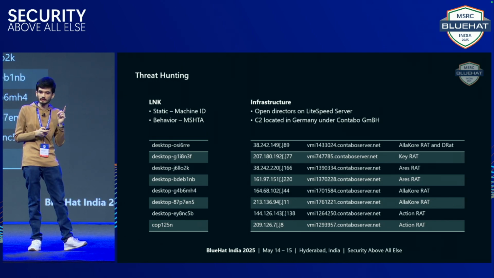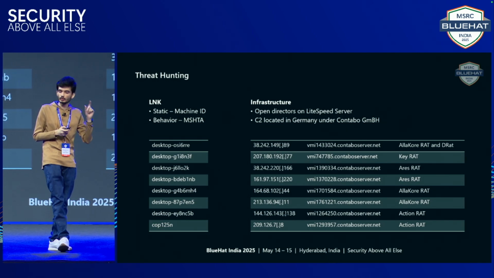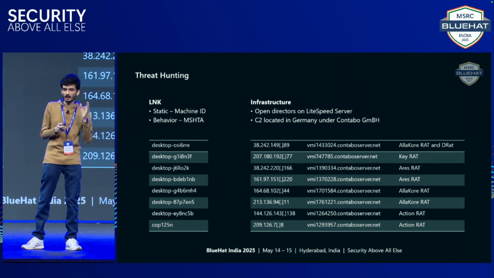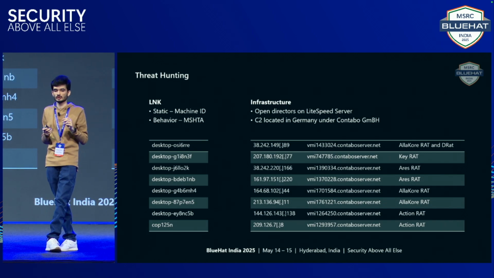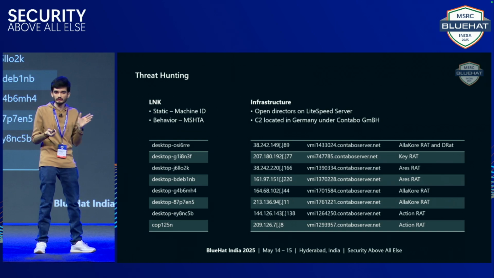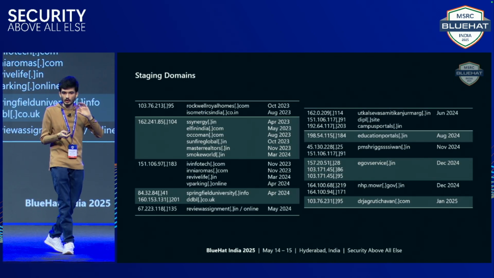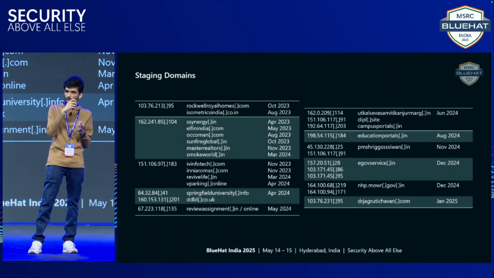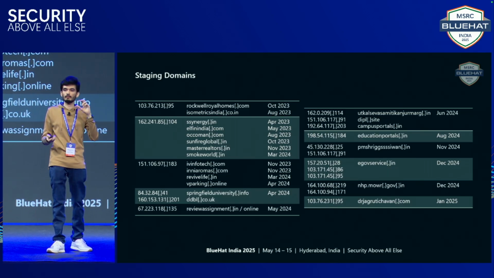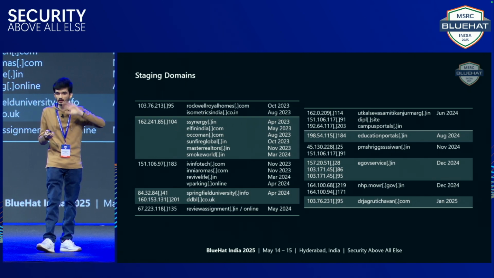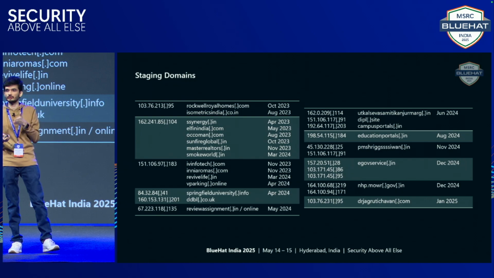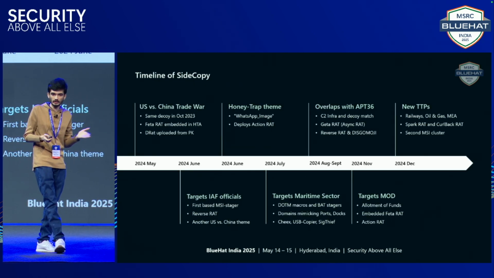Based on specifically hunting the open directories, we have seen that it was hosted on Lightspeed servers, and all the C2s were located in Germany, specifically with Contabo GmbH. So this is how we started to hunt and finally build a profile of this specific threat actor. So these are all the staging domains that we have seen through our hunting from 2023 to Jan of 2025, where multiple domains were registered with the same ASN, and by keeping tabs on the specific ASN, we were able to identify these new payloads and the new TTPs.